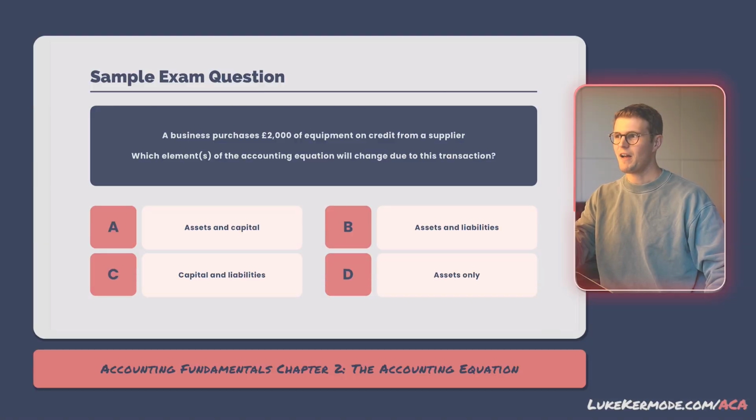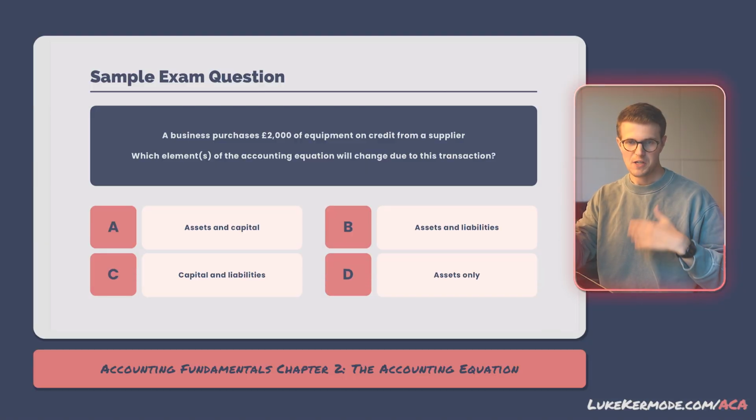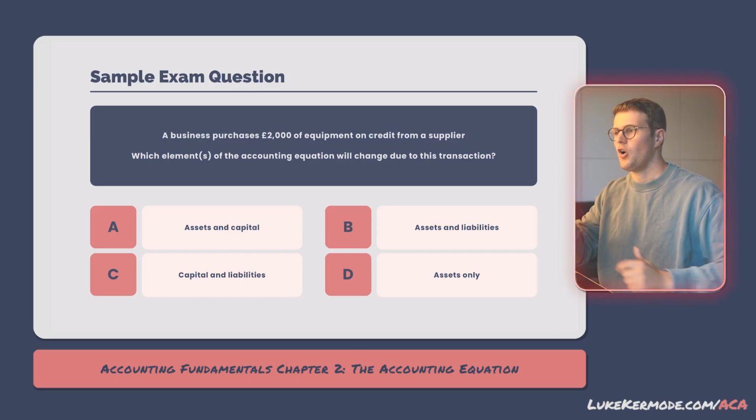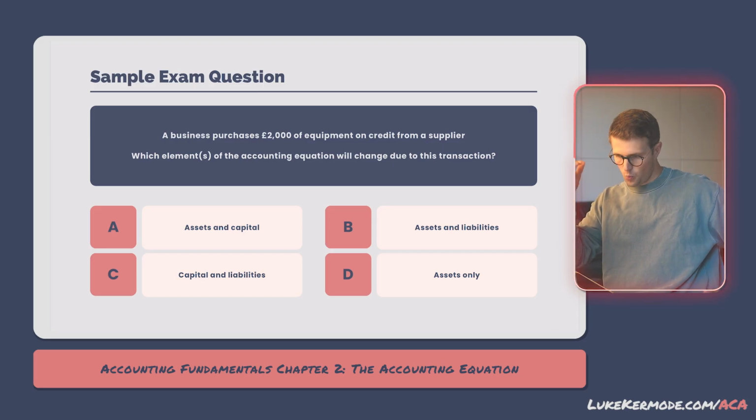Let's test your understanding of how transactions affect the accounting equation through this next question. A business purchases £2,000 of equipment on credit from a supplier. Which element or elements of the accounting equation are going to change as a result of this transaction? Is it A, assets and capital, B, assets and liabilities, C, capital and liabilities, or D, just assets?